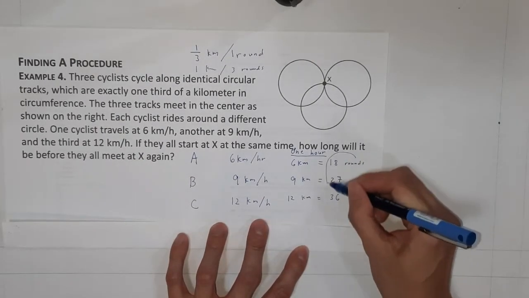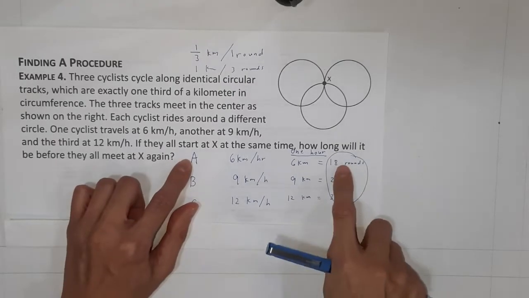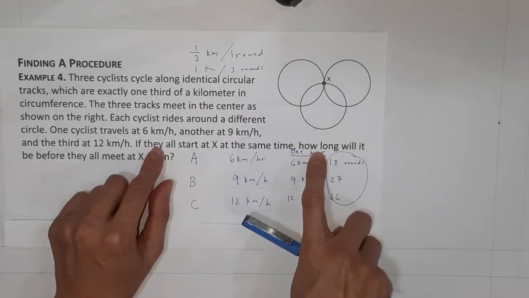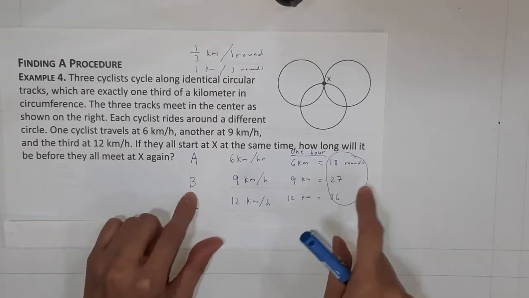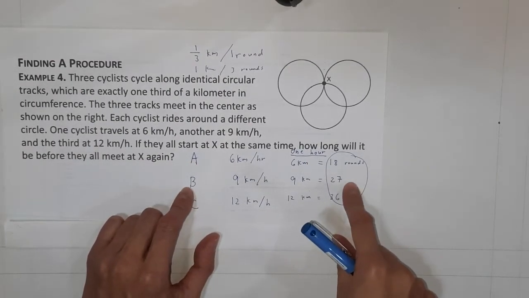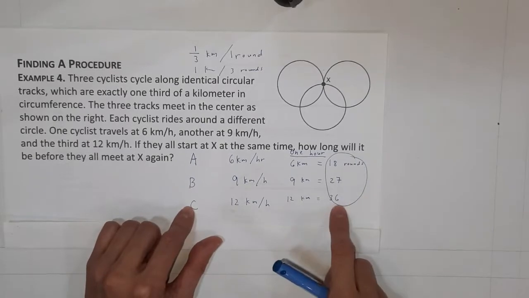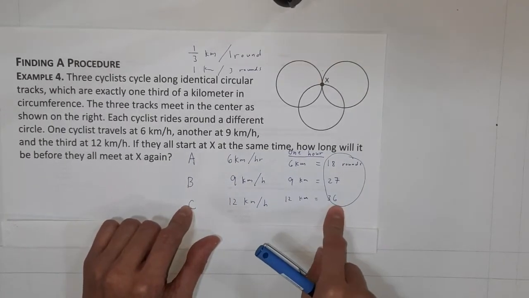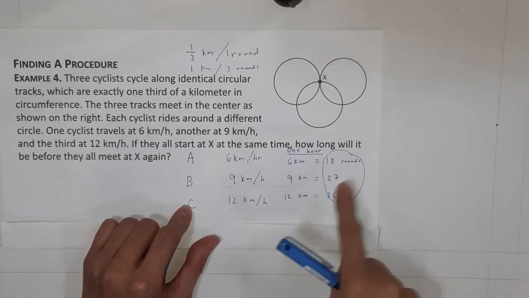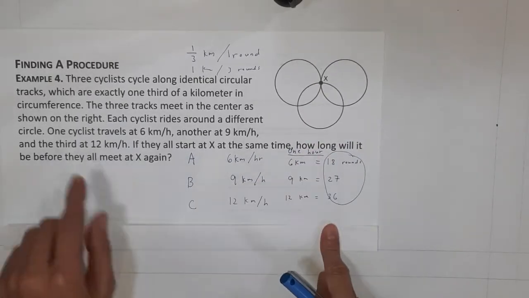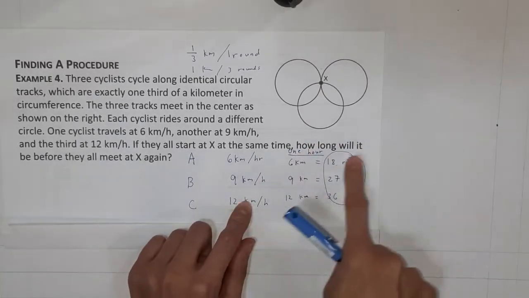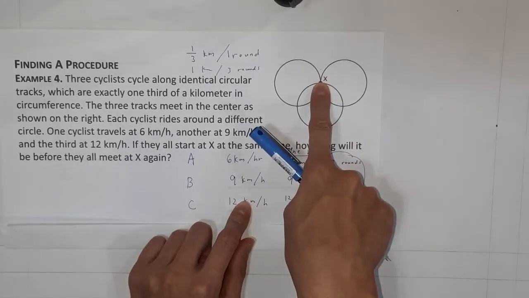Anong ibig sabihin nito? Sa isang oras, si A ay makaka-18 na ikot. Si B ay makaka-27 na ikot at si C ay makaka-36 na ikot. Malalaki ang numbers na yan. No? Sa isang oras kasi yan ang daming ikot na magaganap. Ang tanong ay, and by the way, after 1 hour, sana magets yun na nasa X uli silang lahat.